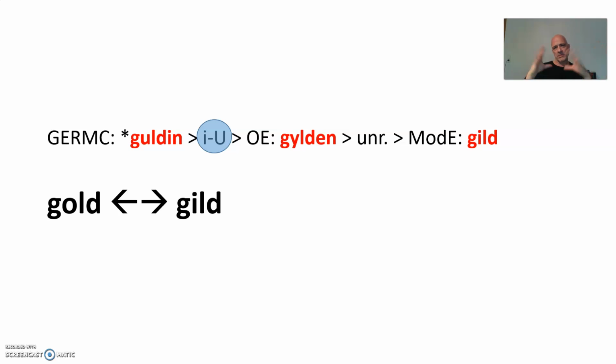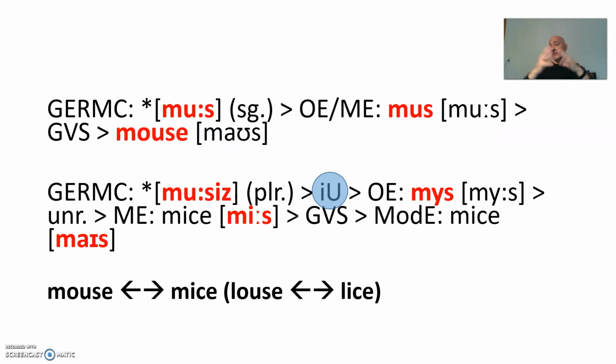Gold. We have that in Shakespeare, gilding the mountains and something like this. Shakespeare has this in his sonnets. Gold and gild still exist. This is a very prominent example. Mouse. Ever ask yourself, why is it mouse and mice? The plural, mice. And this is i-umlaut. Once again, mouse, Germanic, there must have been a word, moose, for the singular.